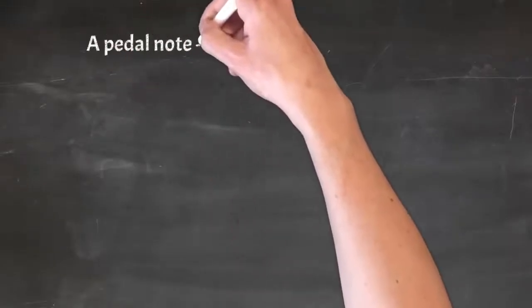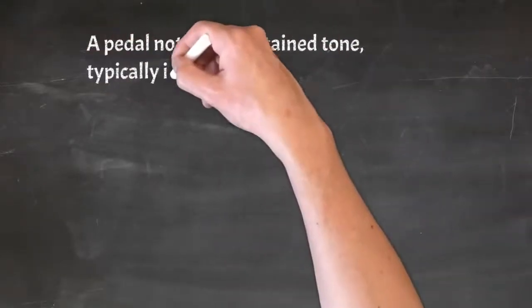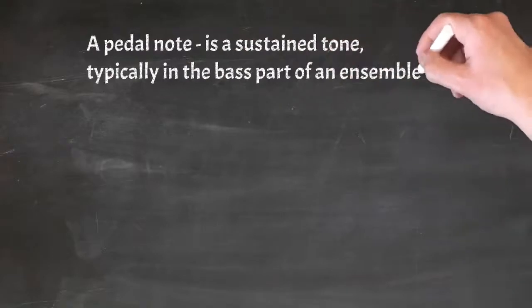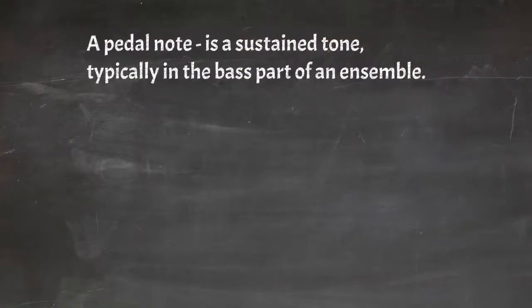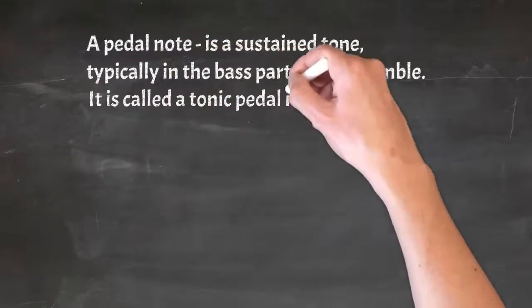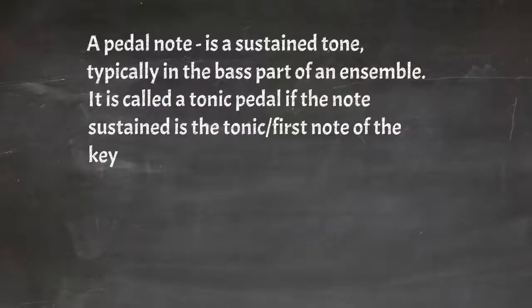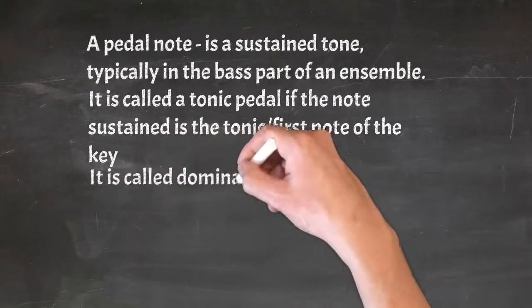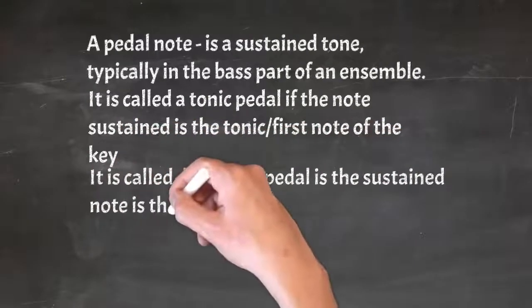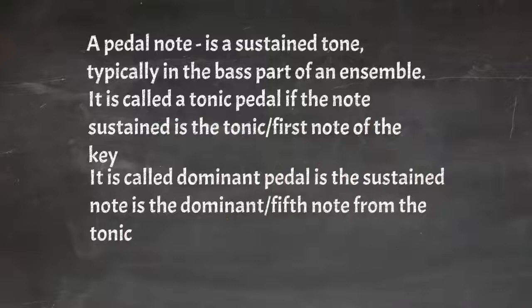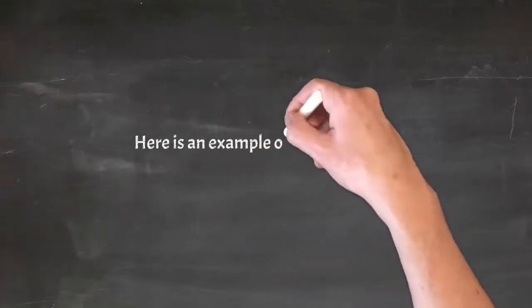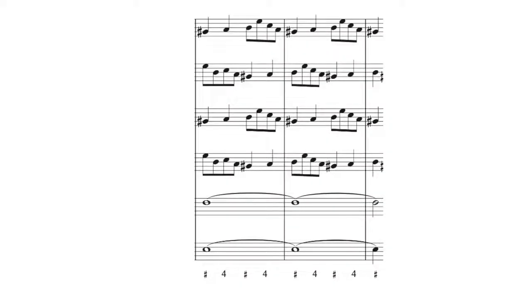A pedal note is a sustained tone, typically in the bass part of the ensemble. While this note is being sustained, the chords at the top will be changing. It is then called a tonic pedal if the note that is being sustained is the tonic or the first note of the key. And it can be called the dominant pedal if the note that is being sustained is the dominant or the fifth note from the tonic. Here is an example of a pedal note.